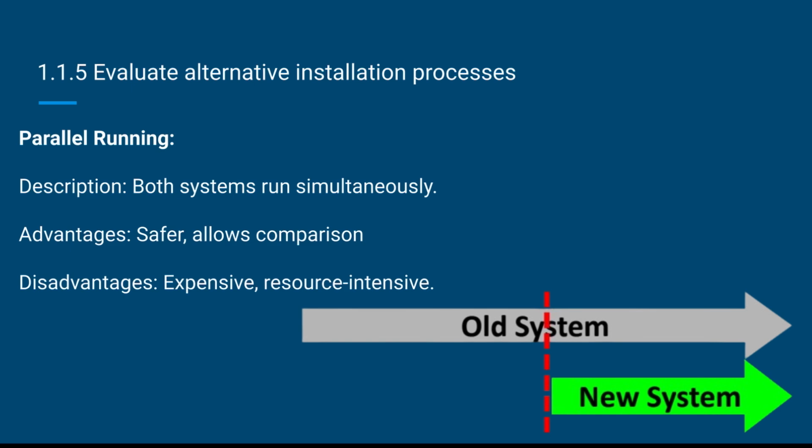An advantage of this is how safe it is, as if something goes wrong with the new system, for example, you still have the old system running in the back and you can just quickly adapt to that one. And a drawback about this is how expensive it is and it's resource intensive.